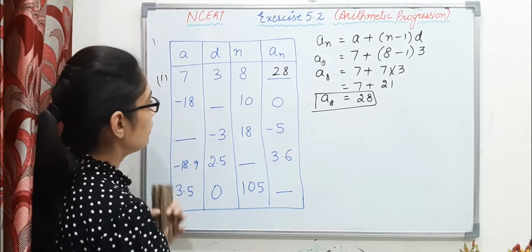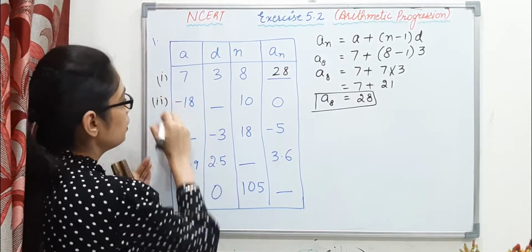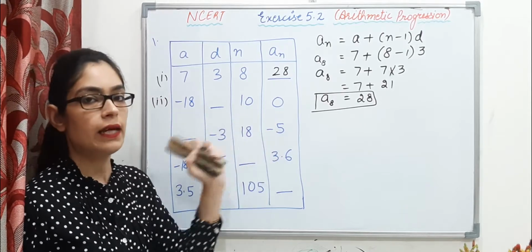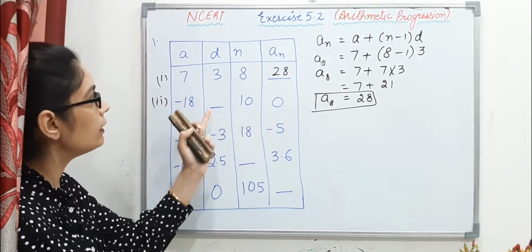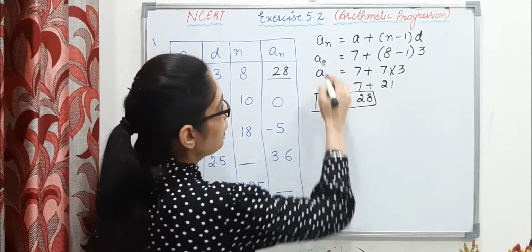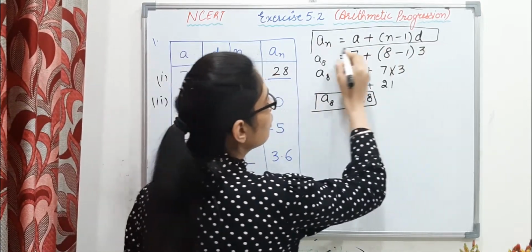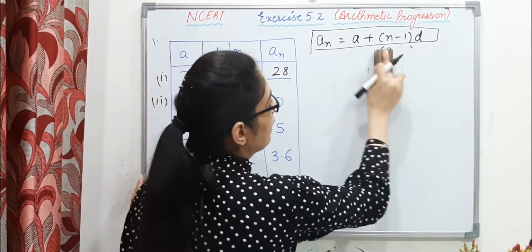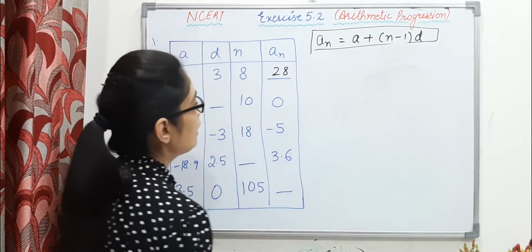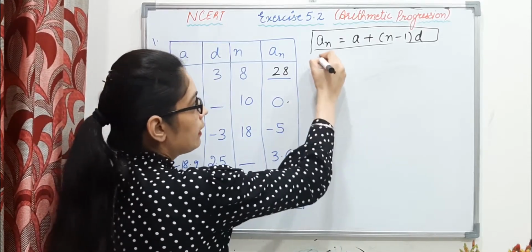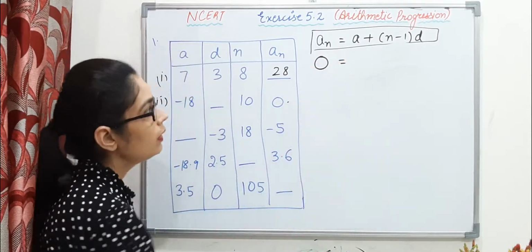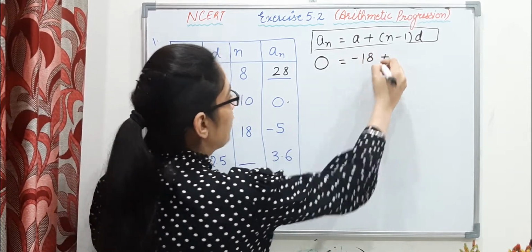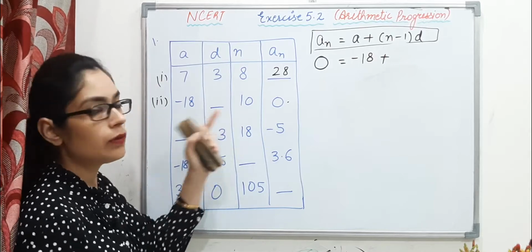So second part let's do. See, in the second part A is given to us, then N is given to us, AN is also given to us. We have to find the value of D. So in the same formula I will use this one only. AN is equals to A plus (N minus 1) D. AN is equals to 0, so in place of AN I will write 0. A is equals to minus 18, so in place of A, I will write minus 18. N is equals to 10.